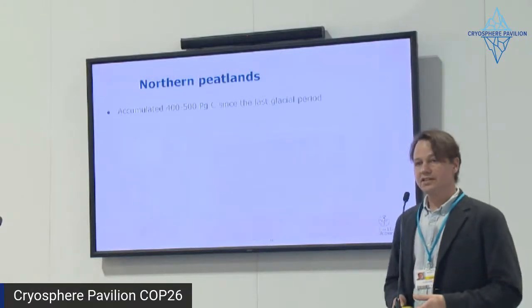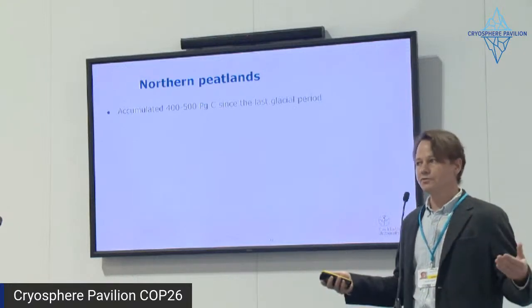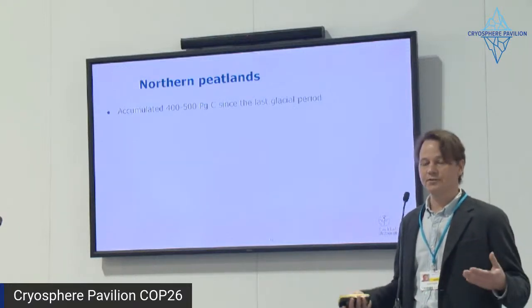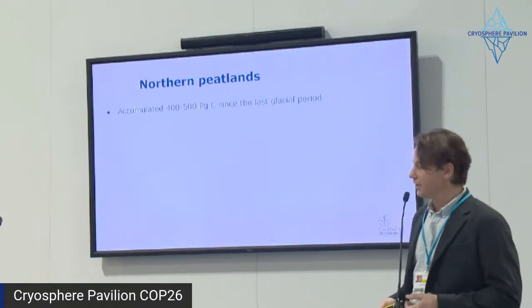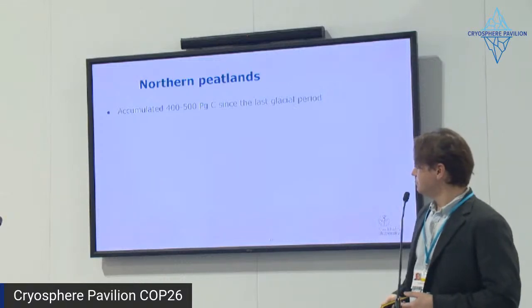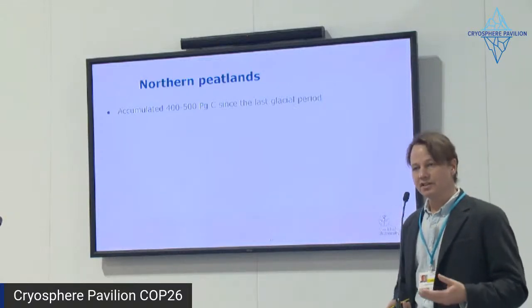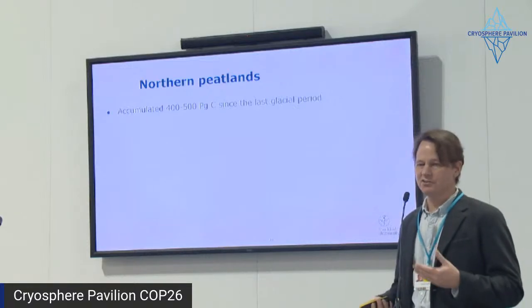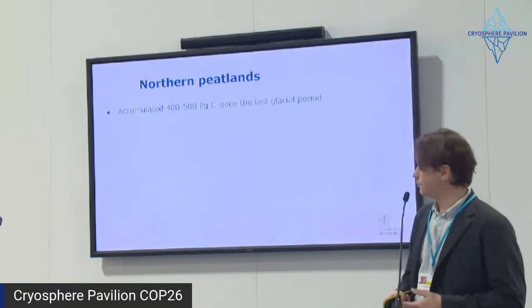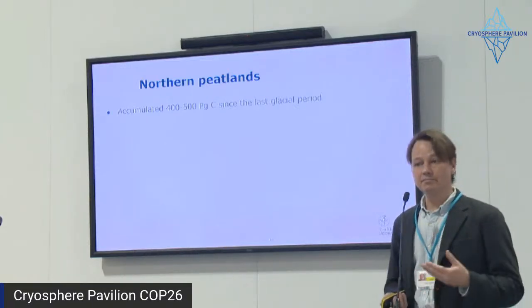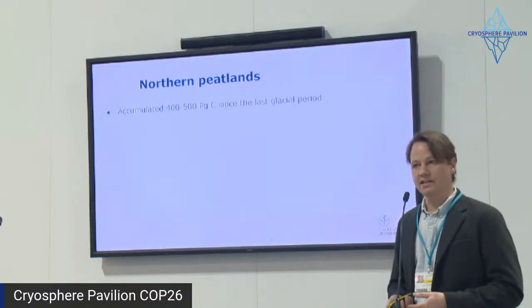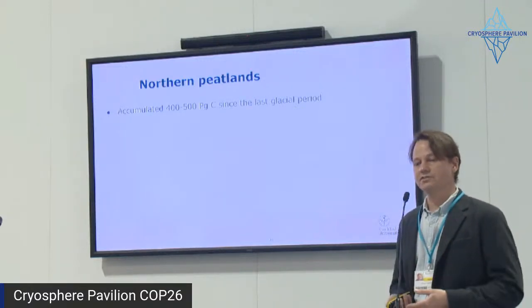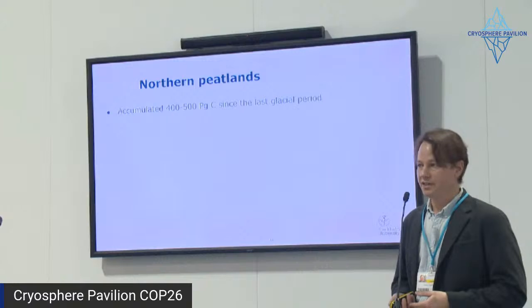So I wanted to give a general overview of some facts on northern peatlands to sort of frame the talk as we go on. There are a lot of different estimates, but most estimates for northern peatland carbon storage converge somewhere around 400 to 500 petagrams of carbon, which has mainly accumulated since the last glacial period. So in the last, say, 10 to 14,000 years.